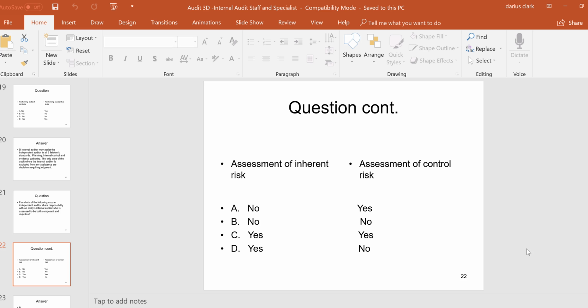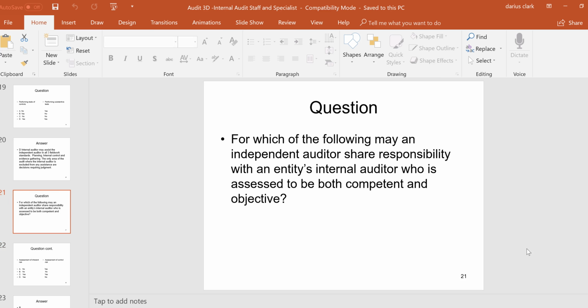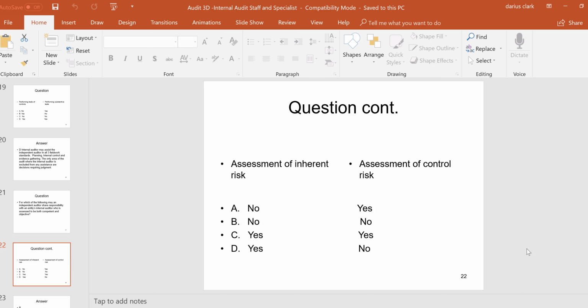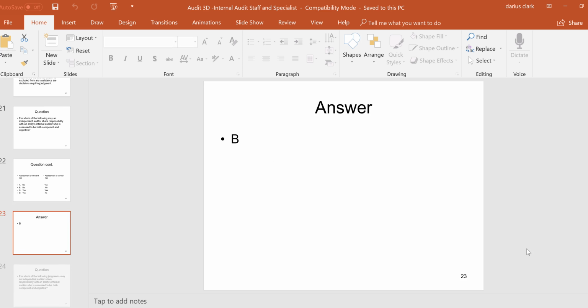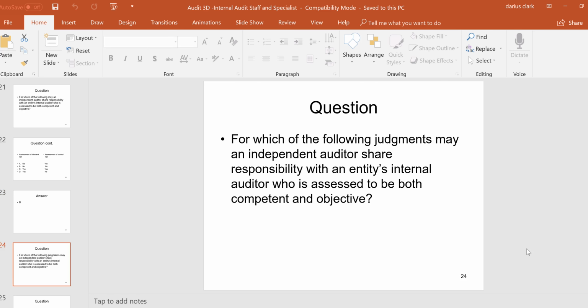Assessment of control risk, another judgment call, has to be done by the independent auditor. Remember, the question says, which of the following may an independent auditor share responsibility with the internal auditor? Nothing to do with judgments or assessments. That only can be done by the independent auditor.